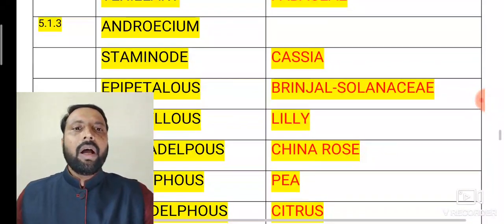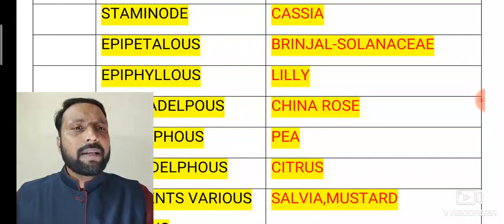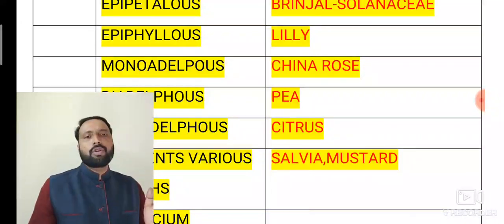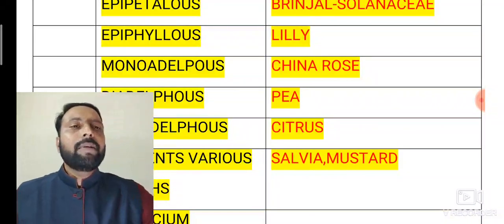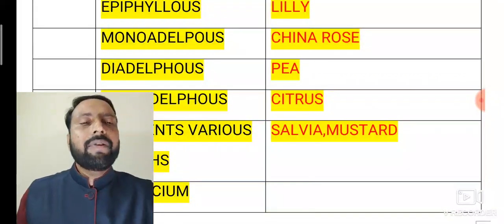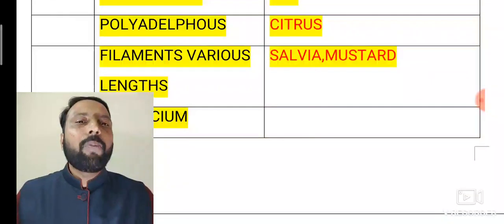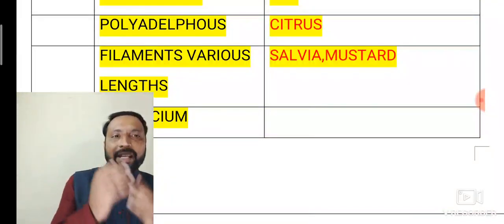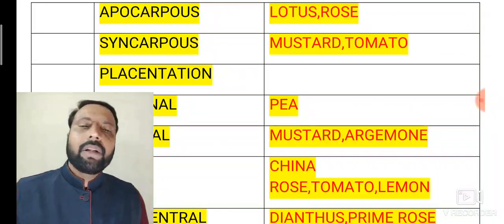Staminodes, example: Acacia, and look at the epipetalous condition seen in brinjal, Solanaceae family members. Epiphyllous means the stamens are attached to the tepals. Example: lily. Monadelphous: if stamens fuse to form one bundle, it is called monadelphous. Example: China rose. Whereas diadelphous condition has two bundles. Example: pea. Many bundles can be seen in citrus; that is called polyadelphous. Whereas in didynamous or similar conditions, the stamens vary in length. Example: salvia and mustard.